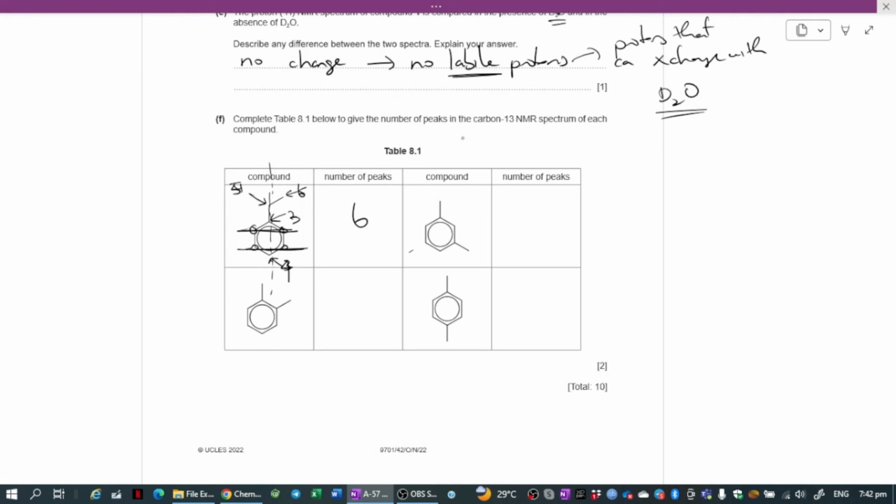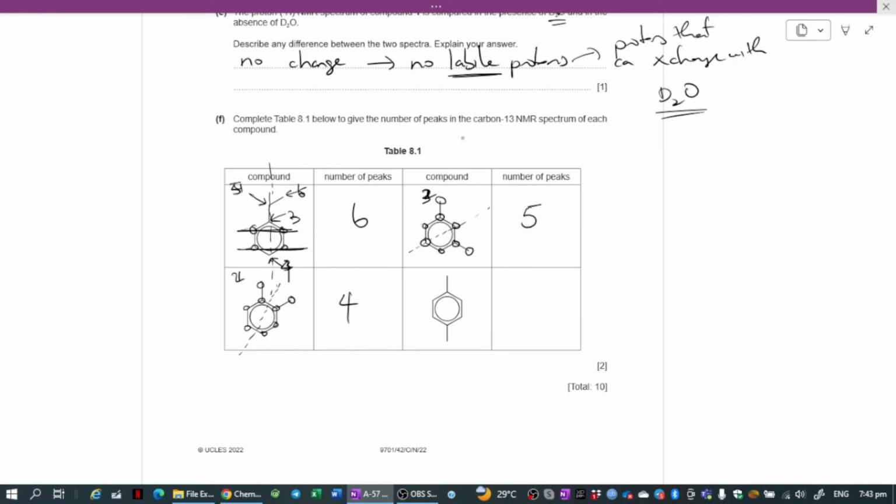If we look at this structure, we have a perfect mirror line here. So it means that this carbon is identical to this carbon, so this is 1 peak. It also means that this carbon is equivalent to this carbon, so that's 2 peaks. This carbon is equivalent to this carbon, so that's 3 peaks. And then we have this carbon, which gives a 4th peak, and this carbon, which gives a 5th peak, so we get 5. Right? If we look at this structure here, we also have a mirror line here. This carbon is equivalent to this carbon, so that's 1. This carbon is equivalent to this carbon, so that's 2. 3, and 4. So we get 4 peaks.